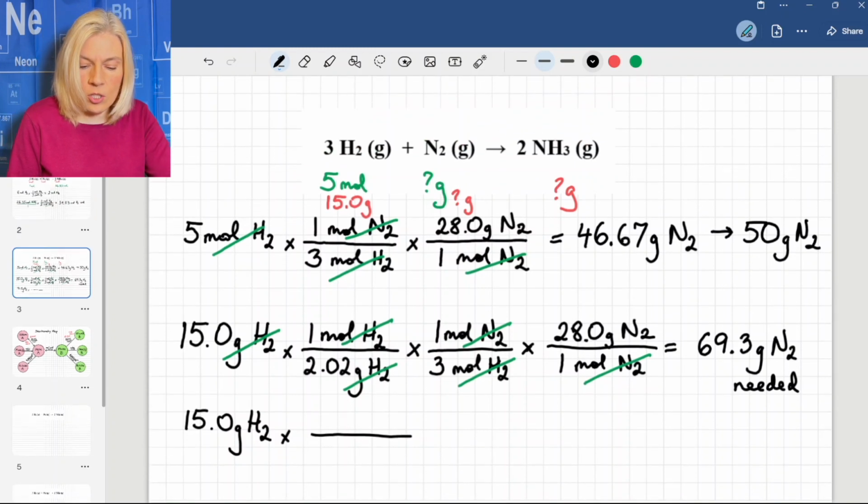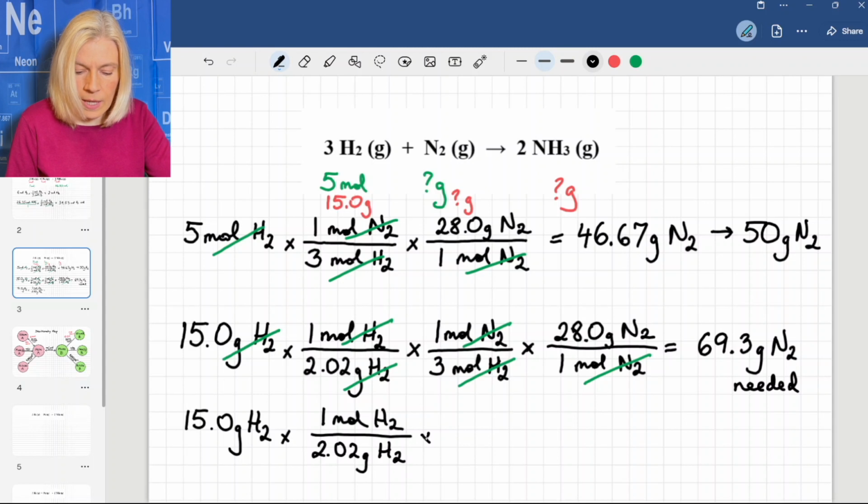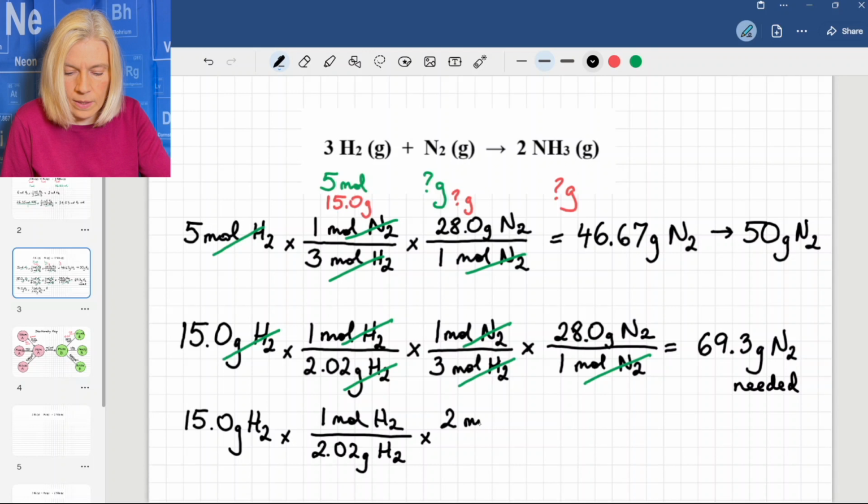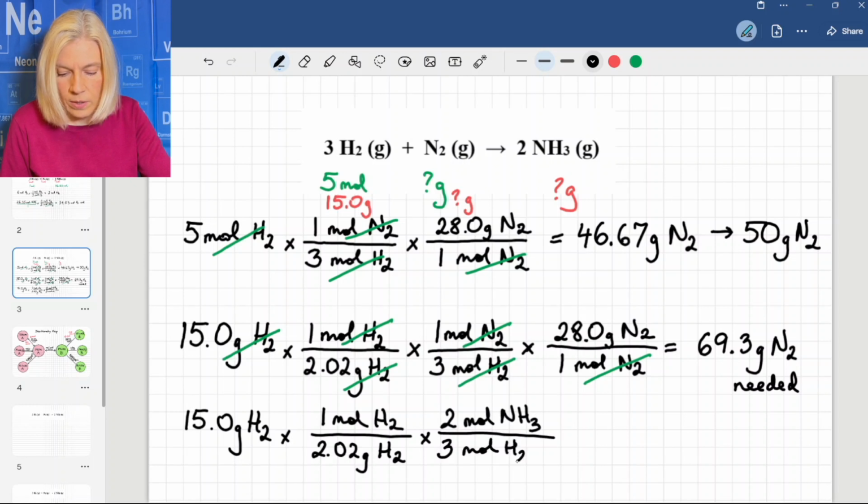So we're going to change it first to moles. So I have 1 mole of hydrogen is 2.02 grams of hydrogen. And now what's going on? Well, now I have 2 moles of ammonia. 2 moles of ammonia are made for every 3 moles of hydrogen used.